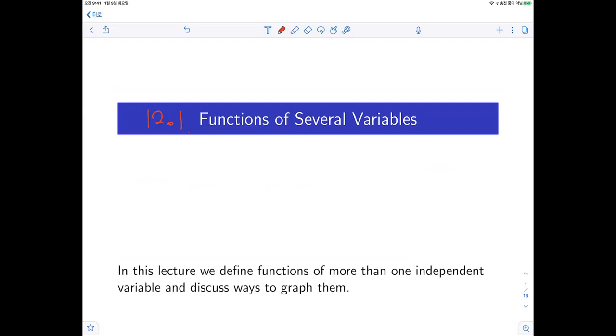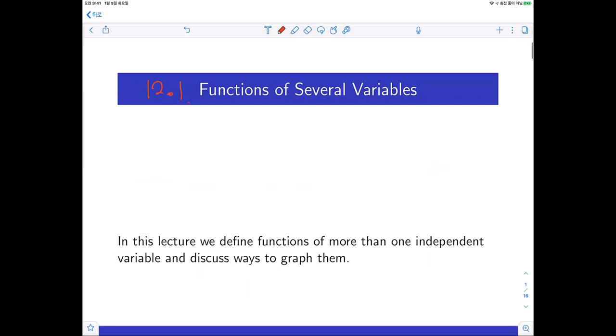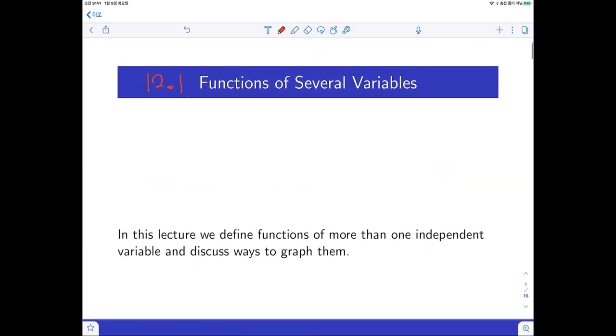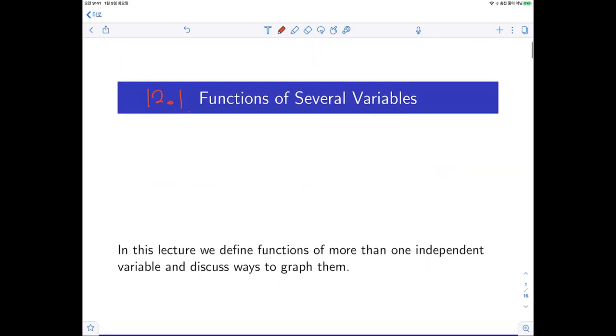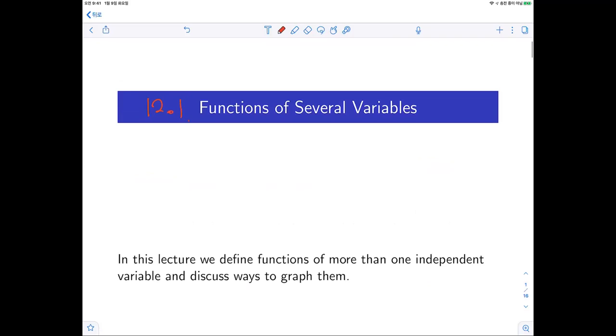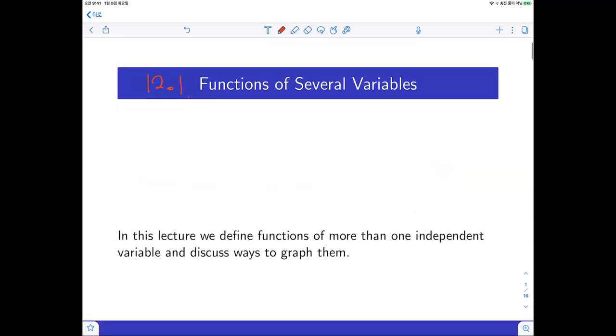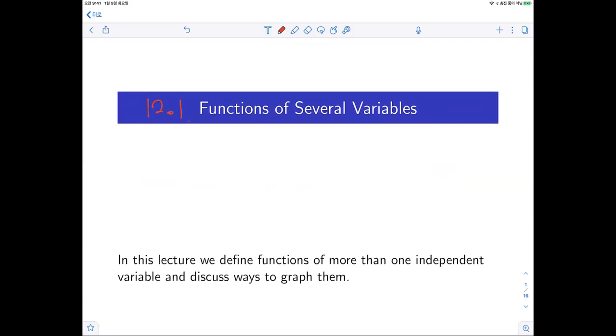Within the midterm one. And I believe if you take today's lecture well, then you can get some hints on the midterm problem. Okay, today's topic is functions of several variables.